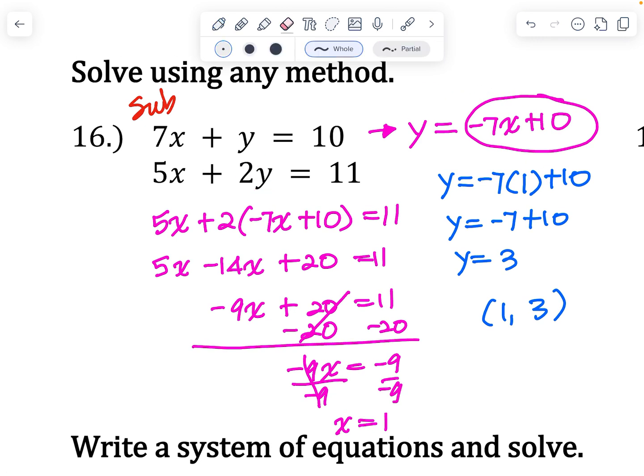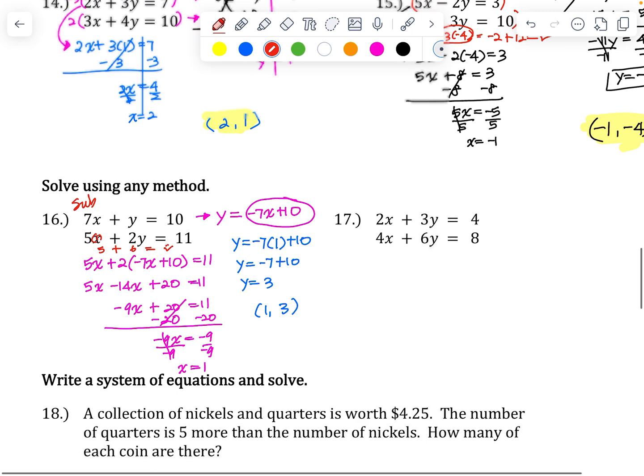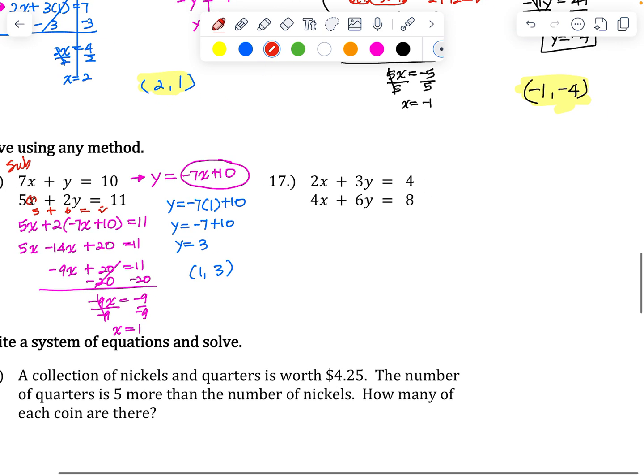Let me do the happy check in the second equation. Okay, so x is 1. If I do 1 there, it's going to be 5 plus y is 3. That's 6. Does that equal 11? Happy check. Okay, next one.